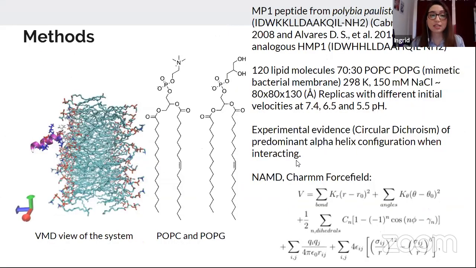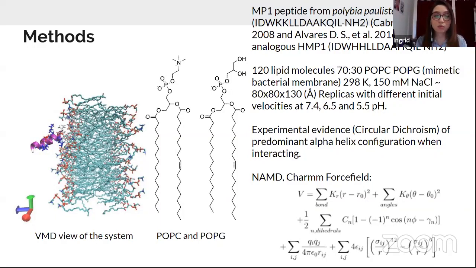This is because the MP1 peptide is obtained from a wasp called Polybia paulista, and it has 3 lysines. And the HMP1 has histidines instead of lysines. So at pH above 6, the histidines are deprotonated, so the peptide gets a negative charge, and it would not like the bacterial bilayer. But at low pH, it would be positive, so it will be attracted to the bilayer.